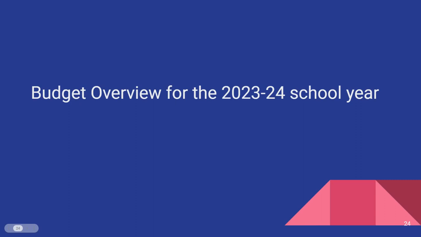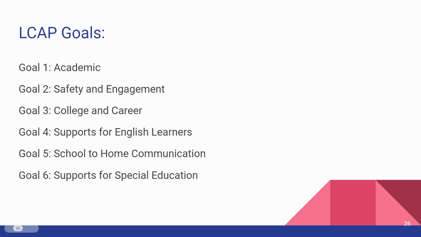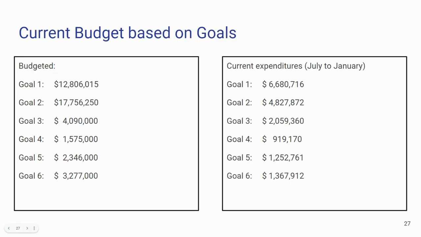Now on to the budget overview for the 23-24 school year. This chart shows how the funding sources are allocated in the Local Control Accountability Plan. For a more detailed report, please download the budget overview for parents associated with this board agenda item online. Just a quick review of our goals in the LCAP. This slide shows what is budgeted in the LCAP and what are current expenditures from the beginning of July to the end of January.